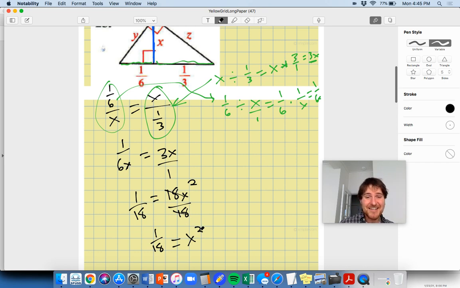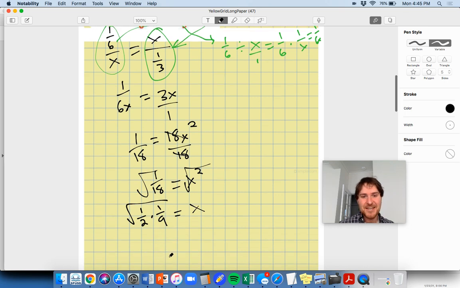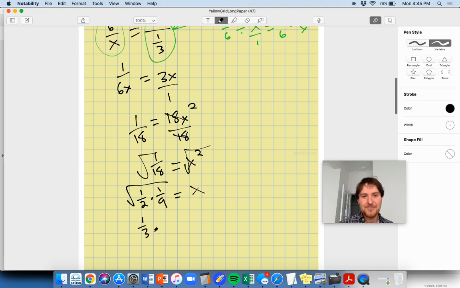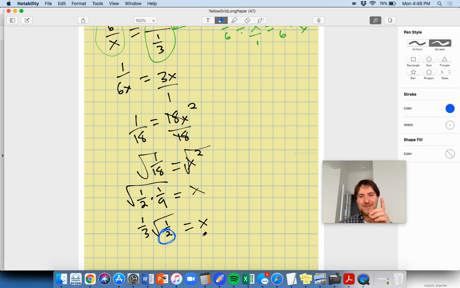Man, this is a lot to simplify here. I know that x squared equals 1 over 18, so I want to take the square root of both sides. X equals the square root of 1 over 18. That's the same thing as x equals the square root of 1 over 2 times 1 over 9. 1 over 9 is something that I could take out here. That's going to be 1/3 times the square root of 1/2, equals x. Maybe we'll just leave it like that because we have another problem with this one. We've got to get rid of that. You can't take a square root of a denominator. That'll be coming up in Wednesday's class.